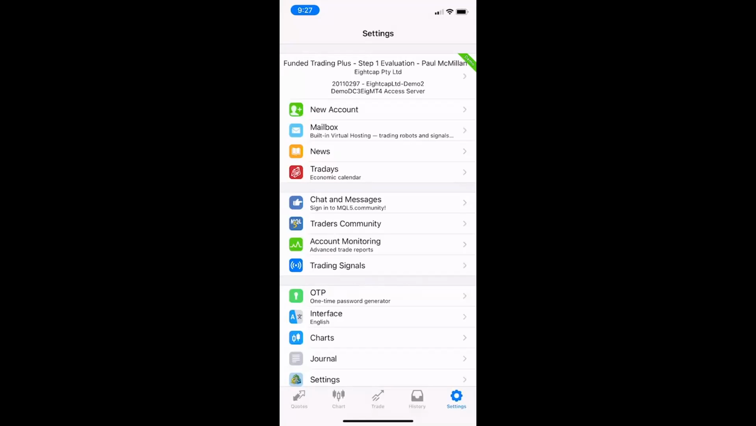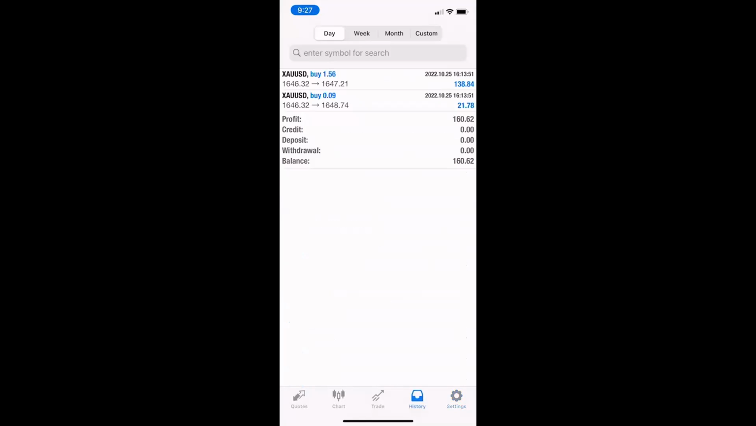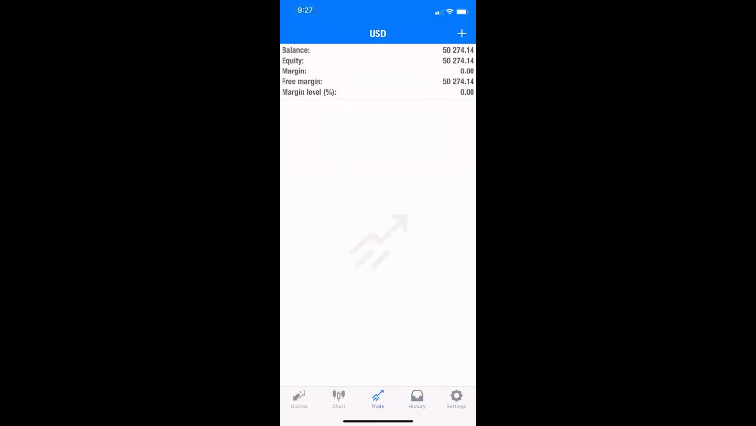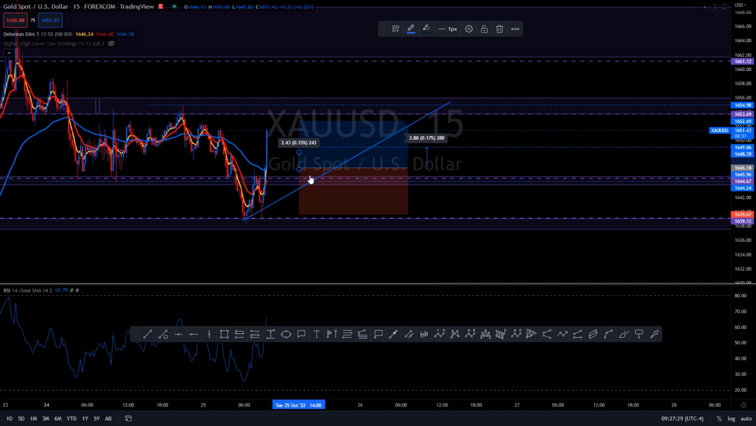As you can see, this is my prop trading account with Funded Trader Plus. My first partial trade made $138. I locked that in. Second partial trade, $21. So that gave me a total of $160 profit. So we did good on this trade. I will be doing the back testing session on this later on as training.